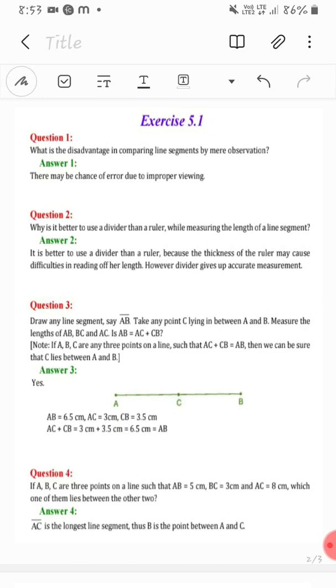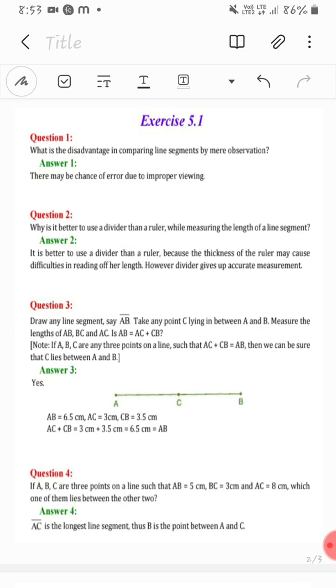For this purpose, if we simply go by mere observation, then the answer will be what? There may be a chance of error due to improper viewing. So we cannot directly say that this much will be 5 centimeter. We have to measure it using the measurement tape or ruler.